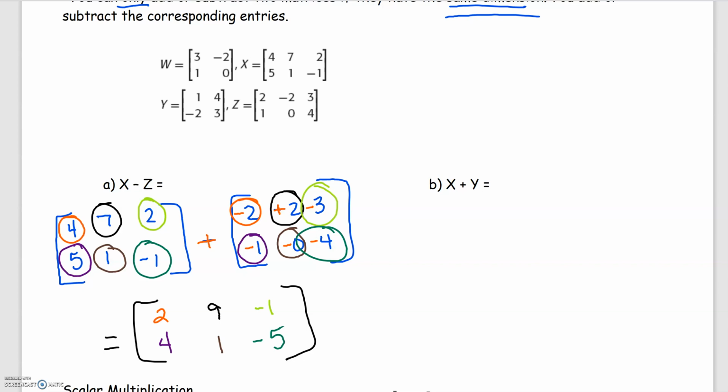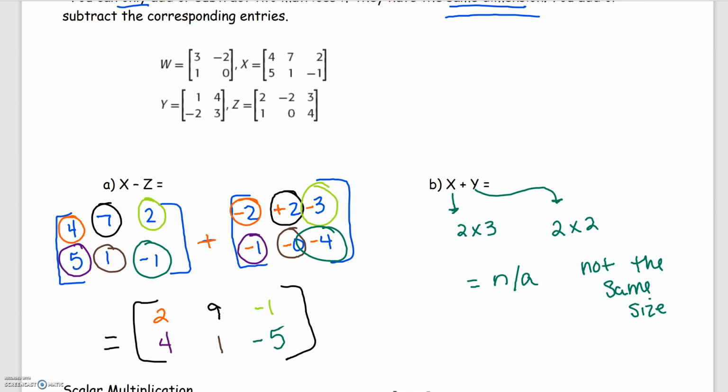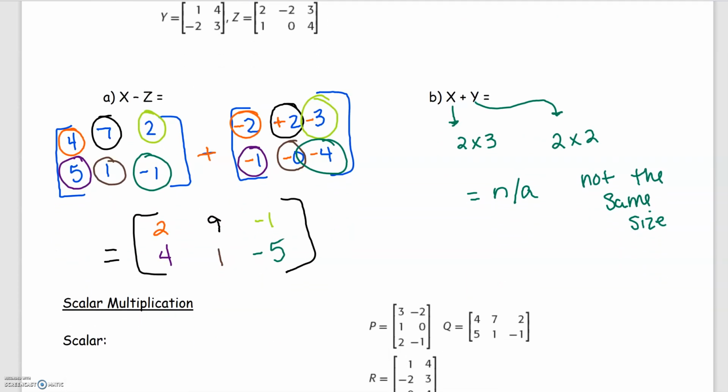So for X plus Y, we can see that X has the dimensions of 2 by 3, and Y has the dimensions of 2 by 2. So can we add these together? No. Not the same size. So N/A, we cannot add those together.